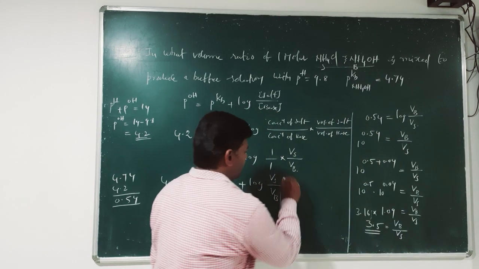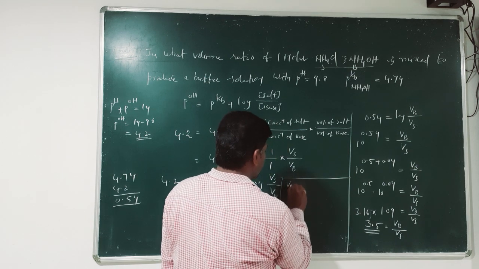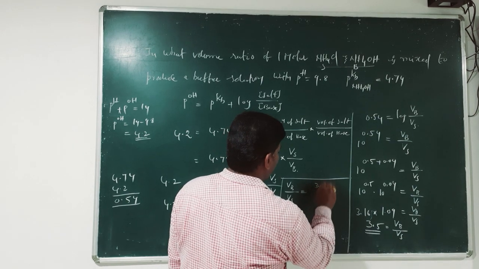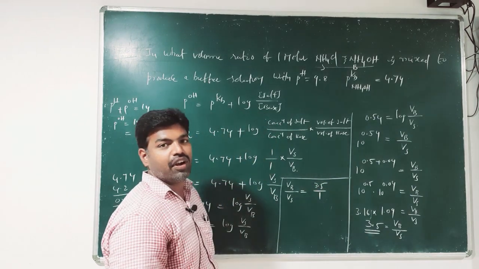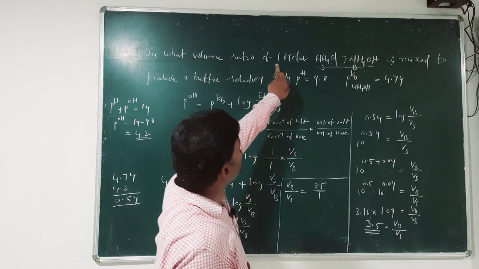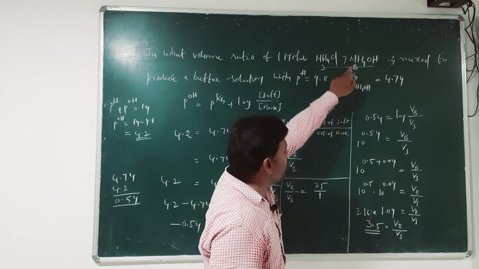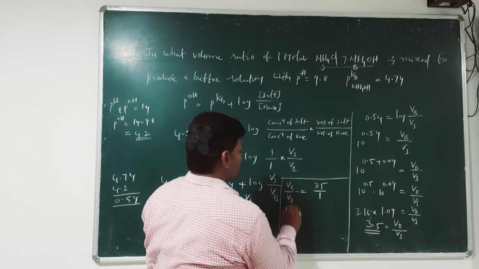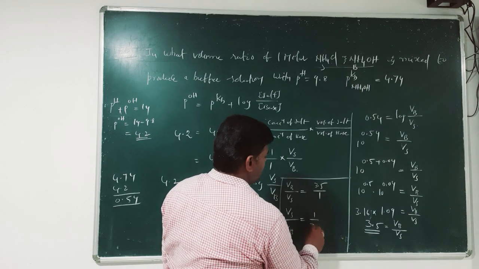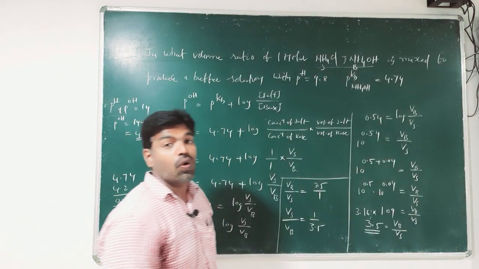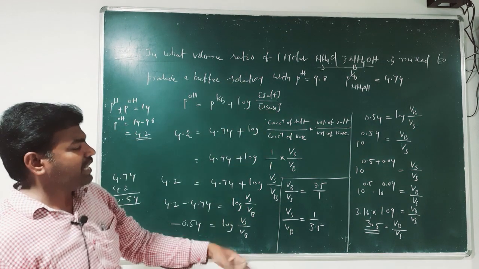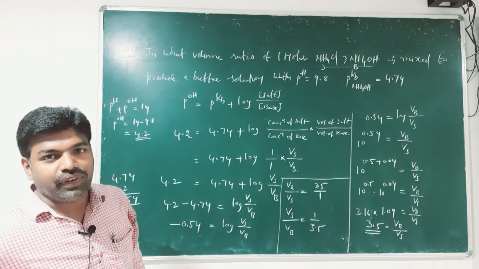So volume of base by volume of salt is 3.5 by 1. But they asked to calculate the volume ratio of salt and base. So the volume ratio of salt and base is 1 by 3.5. The ratio of salt and base is 1:3.5.